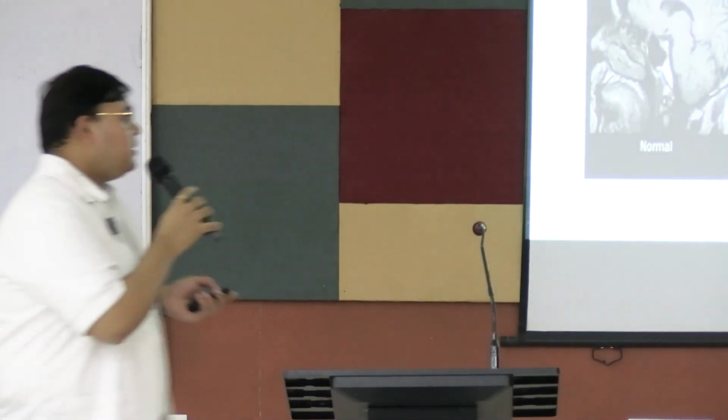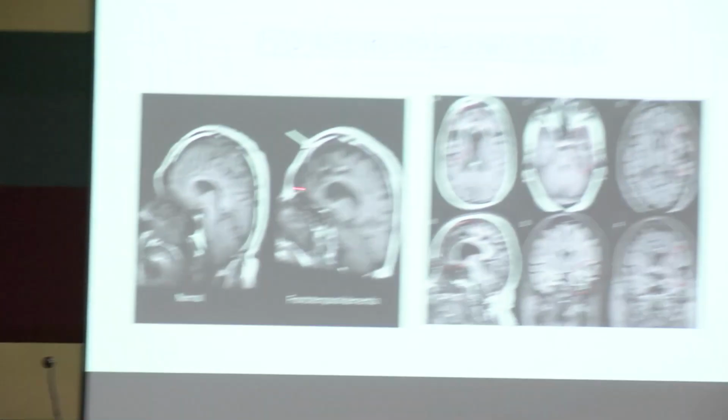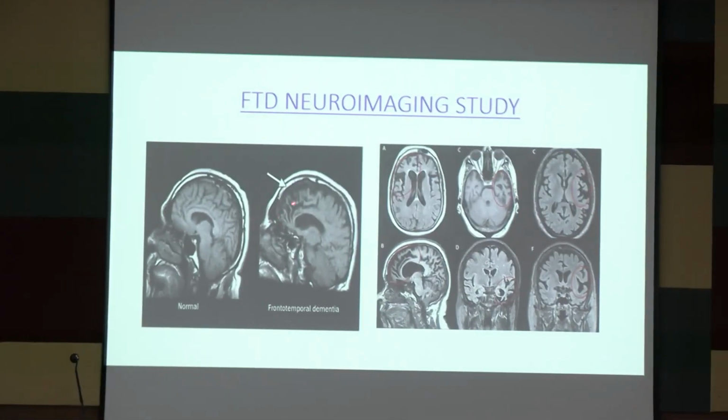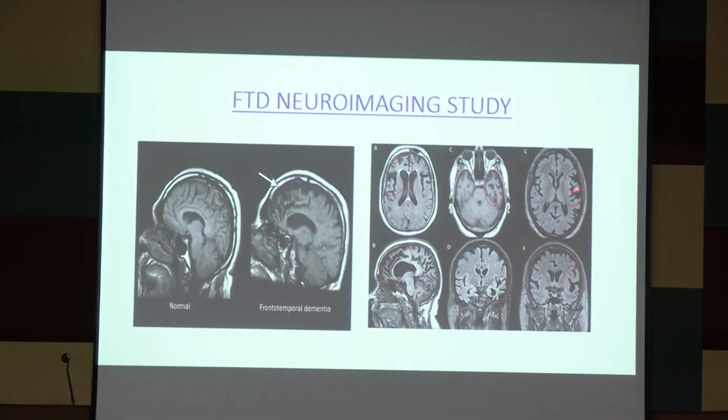Frontotemporal, important জিনিসে আসছি. So there is loss of neurons of frontal and temporal region. দেখো frontal area কত ছোট হয়ে গেছে, atrophy হয়ে গেছে. So frontal regions and temporal area. Okay, see, temporal area, frontal and temporal. This is FTD, frontotemporal dementia.